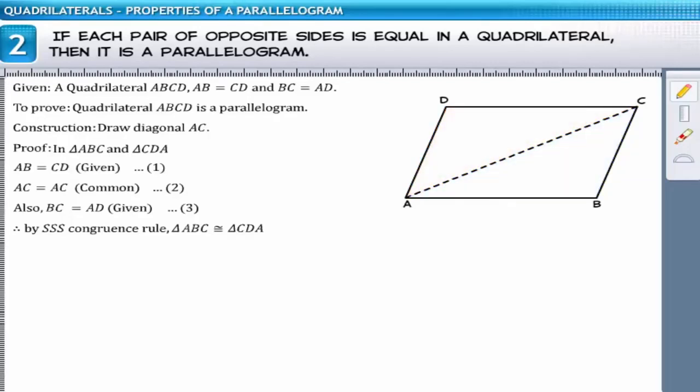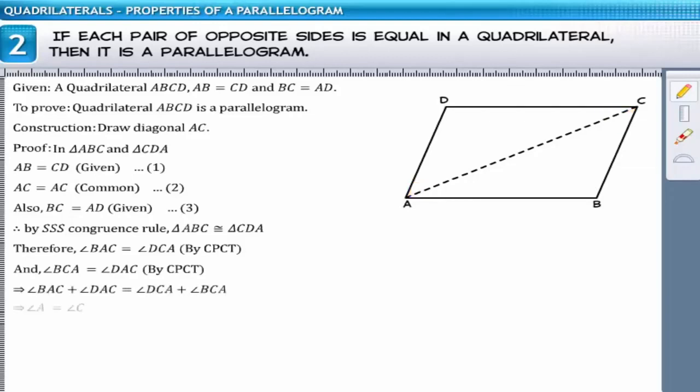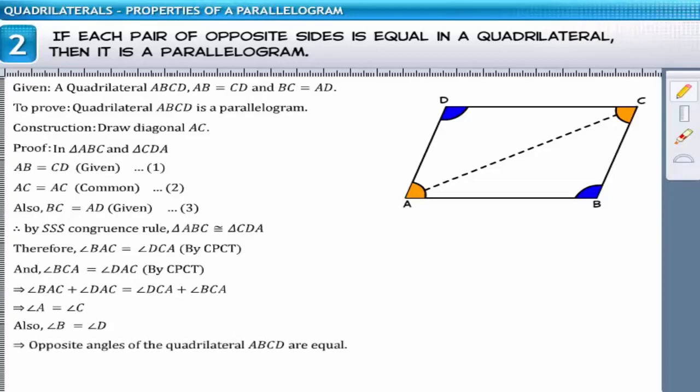Now, since the corresponding parts of congruent triangles are equal, therefore, angle BAC is equal to angle DCA. And angle BCA is equal to angle DAC. On adding, we get angle A is equal to angle C. Also, angle B is equal to angle D by CPCT. That is, opposite angles of the quadrilateral ABCD are equal.